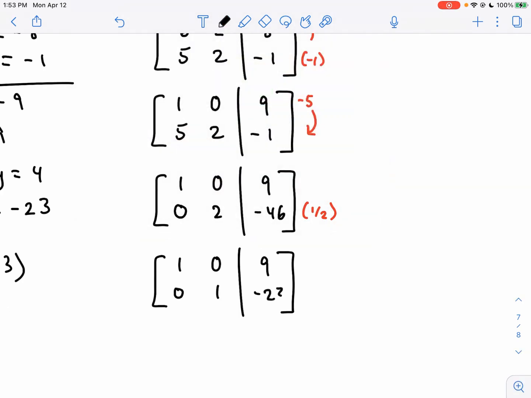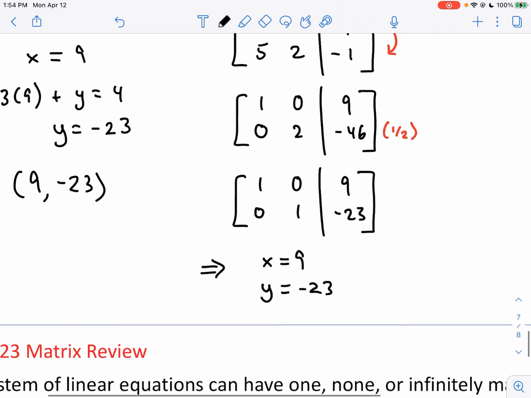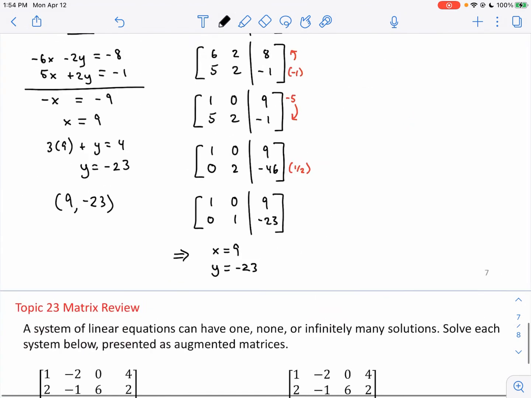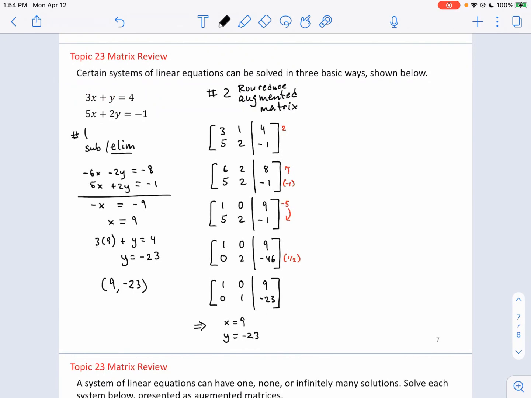0, 1, -23. Now we just convert these back to equations. Remember that this is the coefficient of x, this is the coefficient of y, and then you add them together. So in other words, x plus 0y, so just x, equals 9. So convert to equations again, gives me x equals 9, and the bottom one would read y equals -23. Right, confirming a solution we got over here. So this is row reducing an augmented matrix.